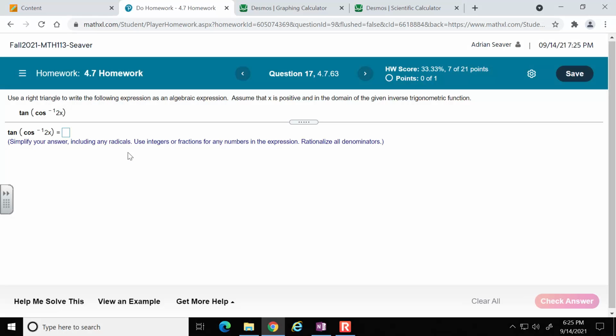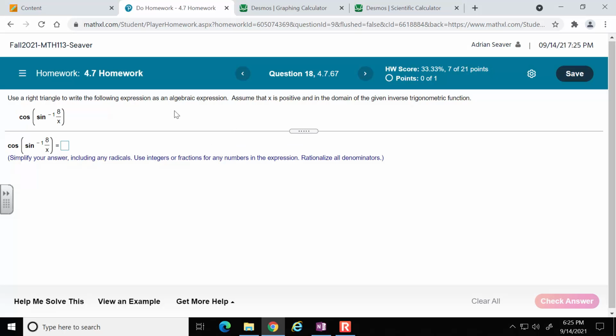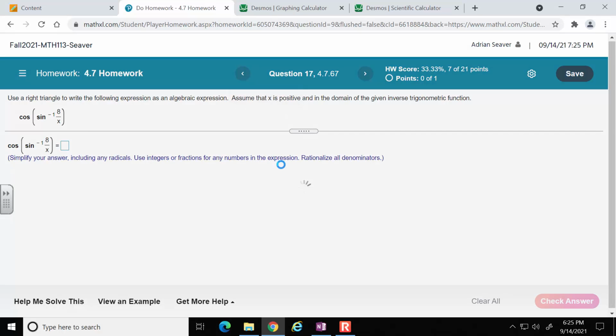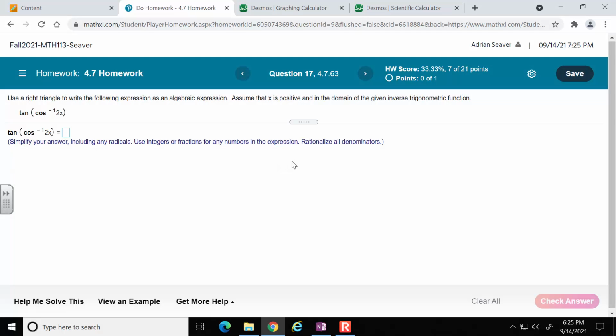All right. And this one's kind of, oh, this is a good one. It uses symbolic. Oh, I don't know. Let's do one of these. Which one you want to do, 17 or 18? 17. All right. Good choice.